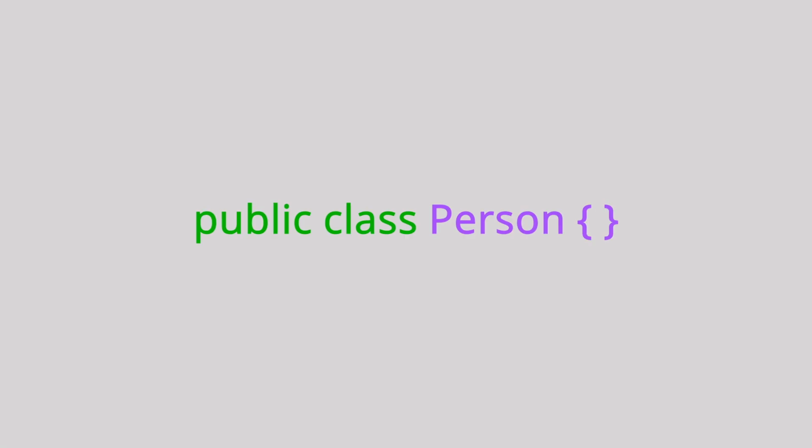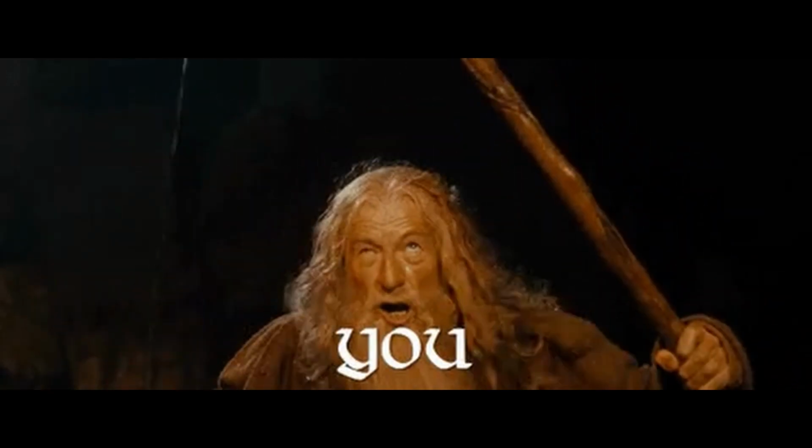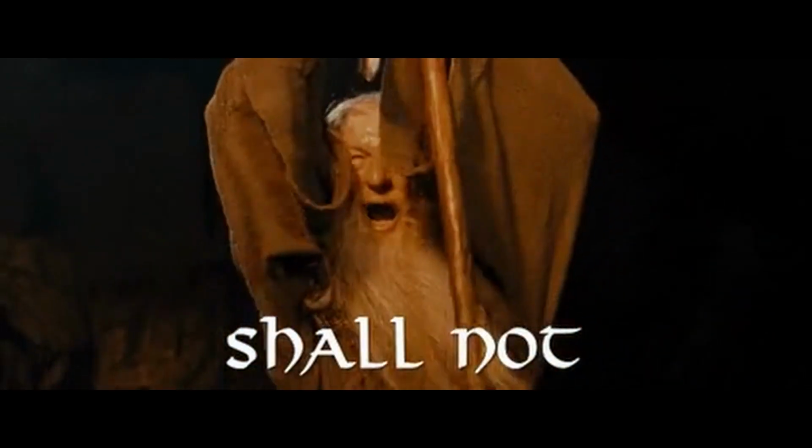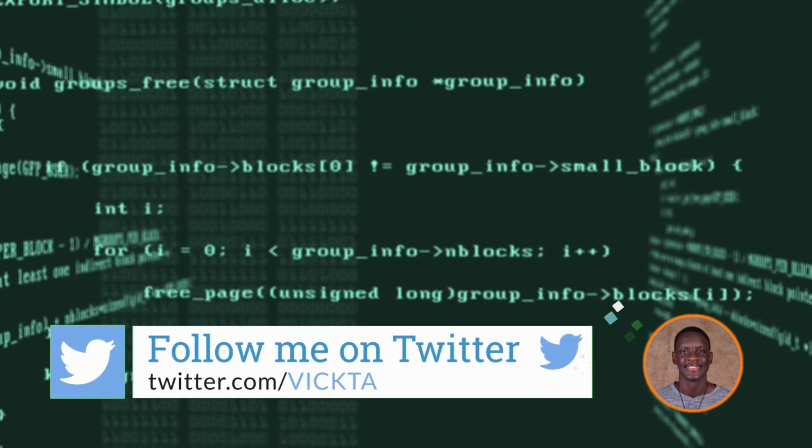When creating classes, methods, properties, and other types, you almost always need to specify their accessibility level. This is where access modifiers come in. Access modifiers control what parts of your code have access to other parts of your code. Hi, I'm Victor, and today in Height Above Sea Level, we'll be looking at access modifiers in C#.